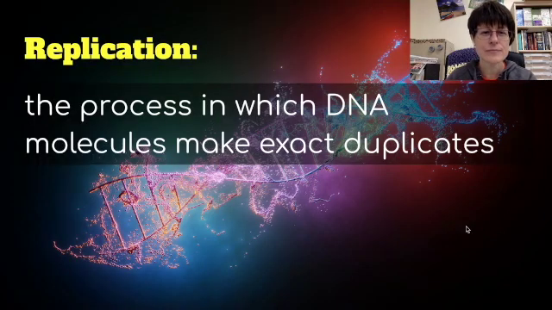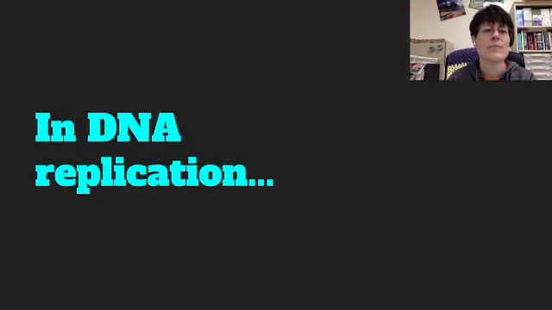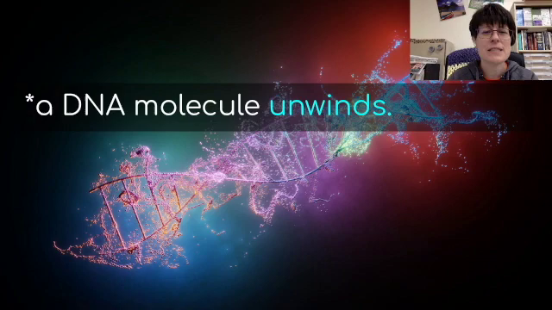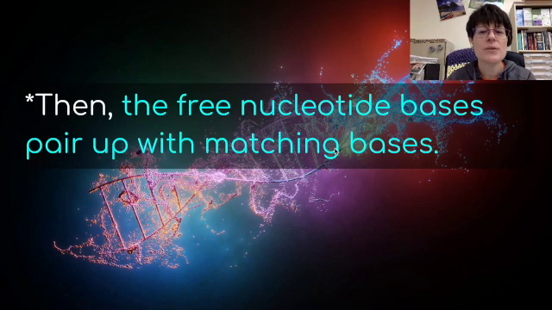Now, DNA does a really cool thing called replication. This is the process in which DNA molecules make exact duplicates of themselves. It can duplicate itself. This is a super cool thing. This is how every cell in your body got the DNA that it needs in the exact copy that it needs. So in DNA replication, a DNA molecule unwinds. It has to untwist so that it would be a straight ladder. Then the free nucleotide bases pair up with matching bases. It actually untwists and unzips.